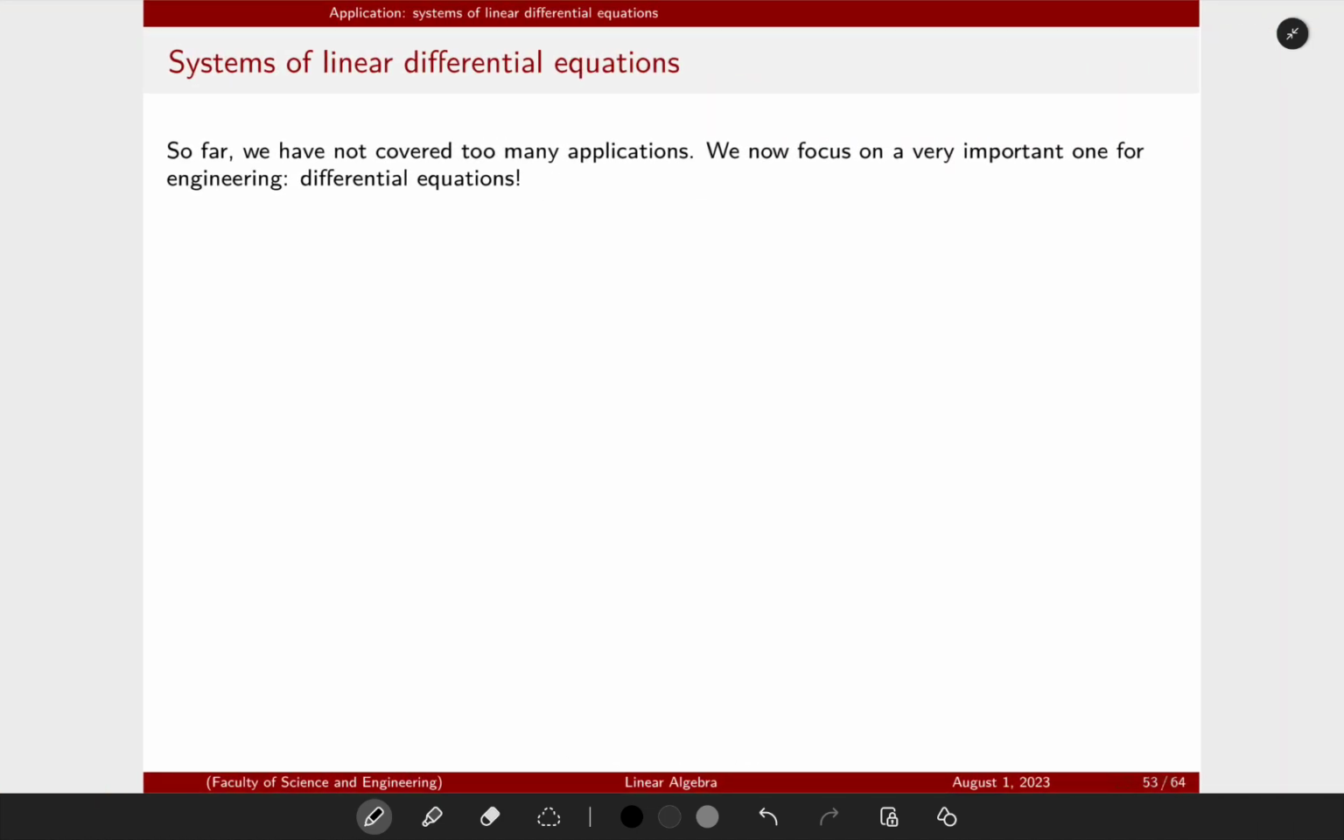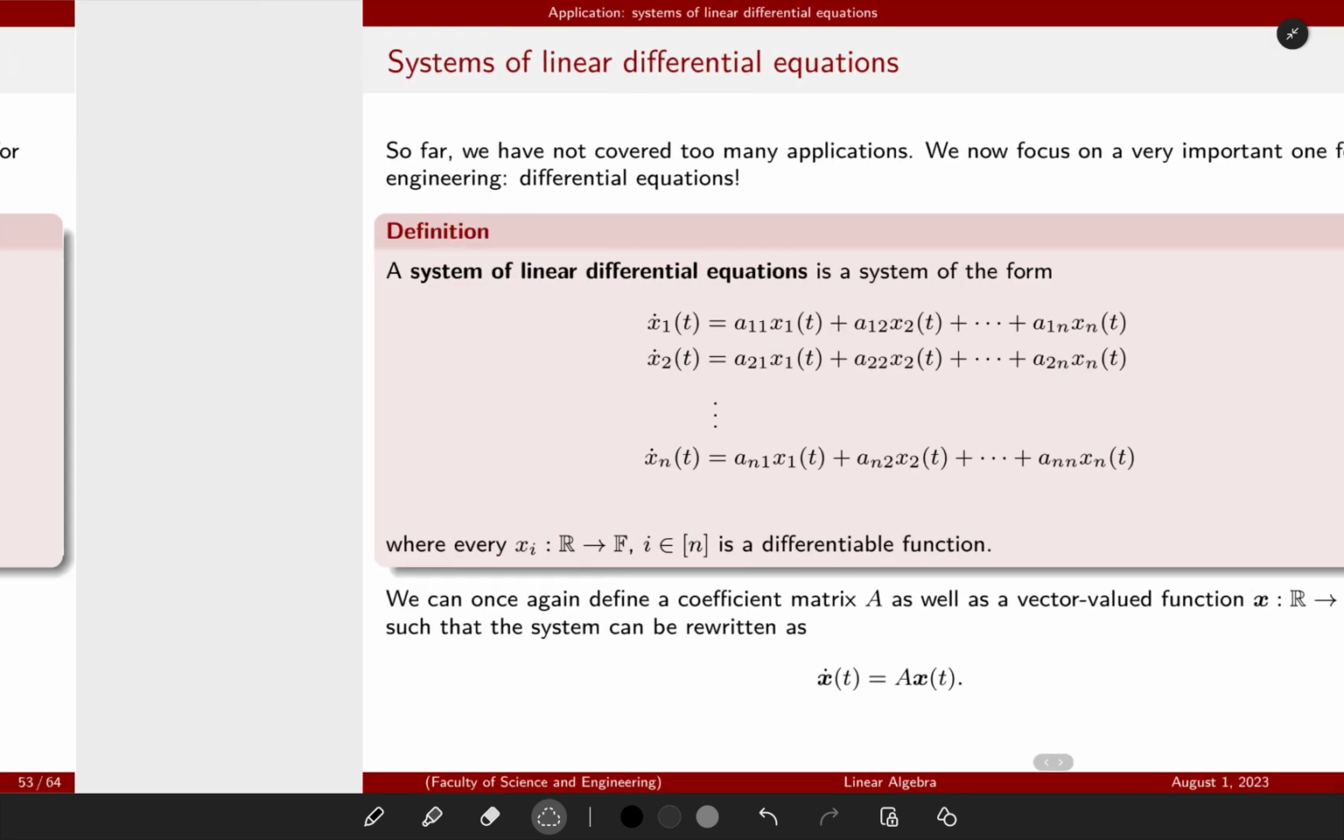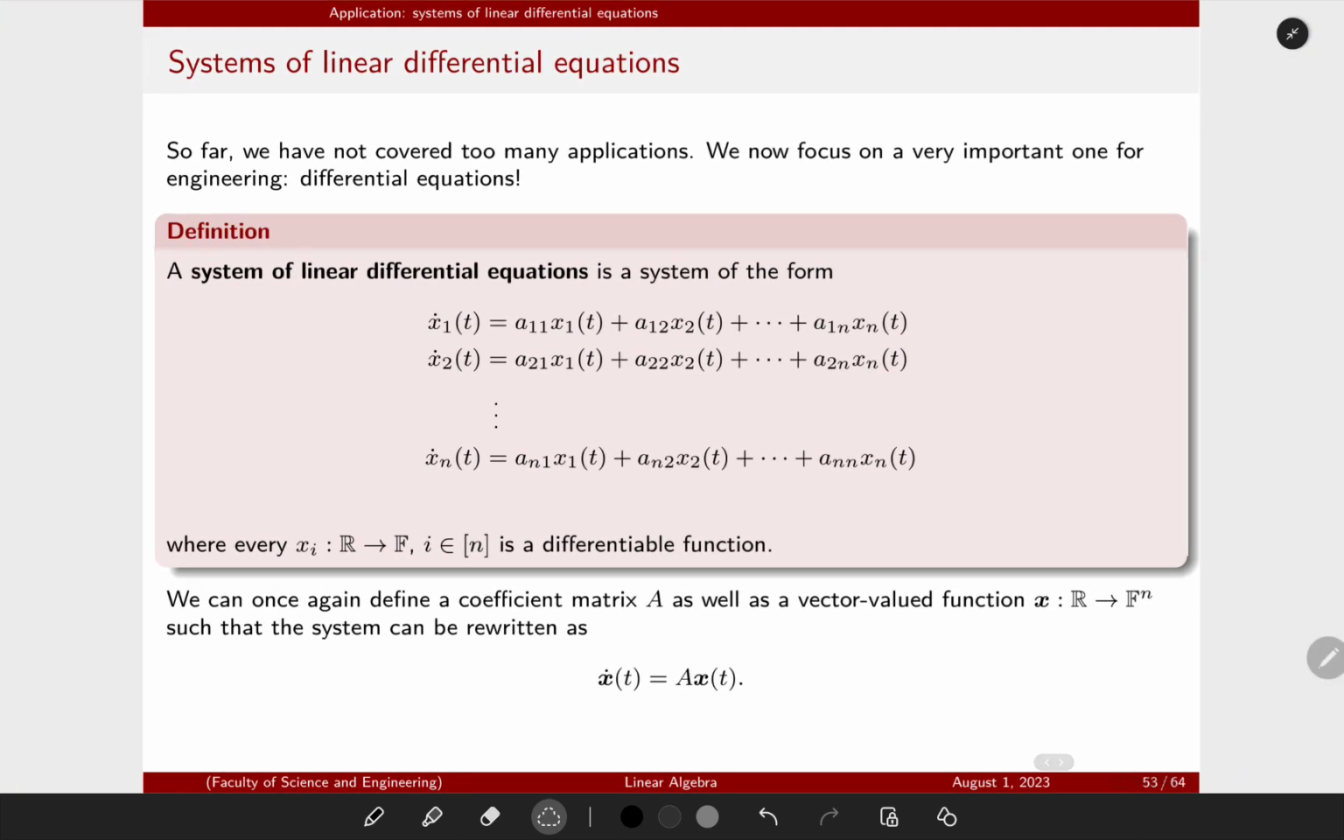So a system of linear differential equations, we define that to be this thing. It is in a way a linear system where every one of our variables is now a differentiable function, and on the left hand side we have our b vector as a column which collects all the derivatives of these functions. So we can write a system in this way. Again we have a coefficient matrix A, we have a vector valued function which collects all of our functions, and then we have its derivative on the left hand side, where the derivative is just defined to be the element-wise derivative.